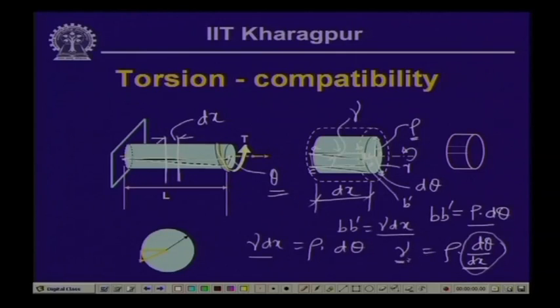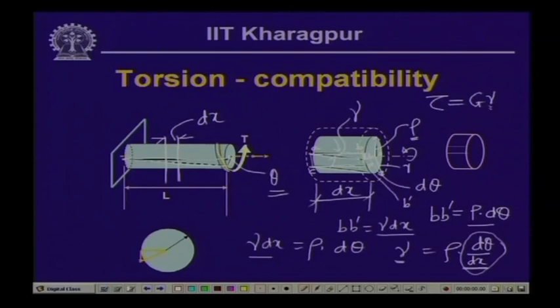Now, as we know from Hooke's law, the stress is proportional to the strain, and so tau, the shearing stress, is related to the shearing strain through the shear modulus G. So, tau equals G times gamma, that is Hooke's law. If we substitute for gamma, which is rho d theta/dx, then the expression for tau becomes G times rho times d theta/dx, or we can write this as G d theta/dx times rho.